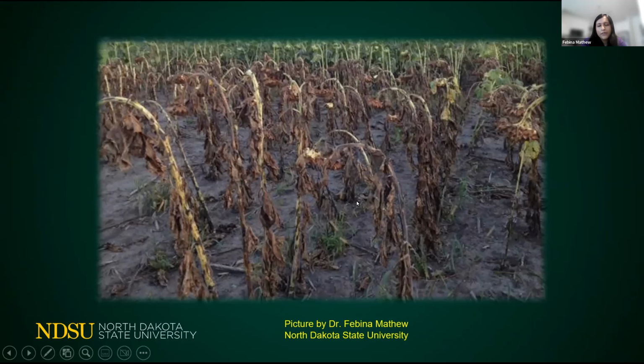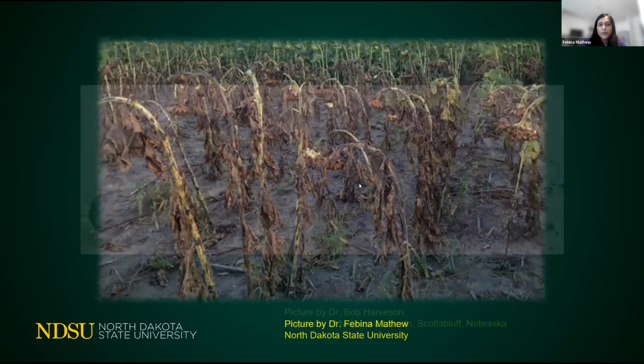So ideally, when we plant in June, the time to look out for Phomopsis stem canker would be sometime in August. And that's when the sunflowers enter the R1 stage and sit for at least 3 to 4 weeks till it reaches the full bloom.